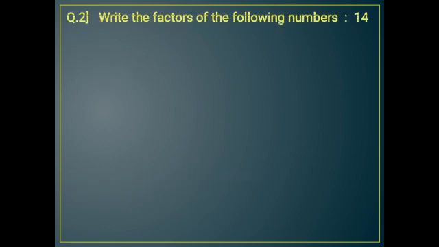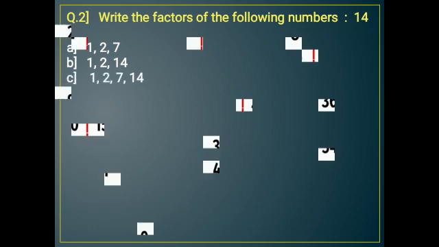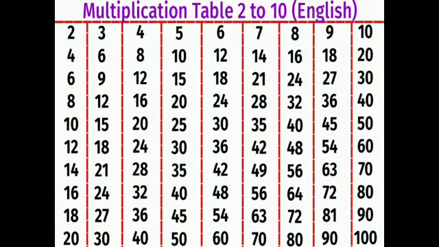Next, question number 2. Write the factors of the following number, that is 14. Option A, factors of 14 are 1, 2, 7. Option B 1, 2, 14. Option C 1, 2, 7, 14. Now we'll see the table here.